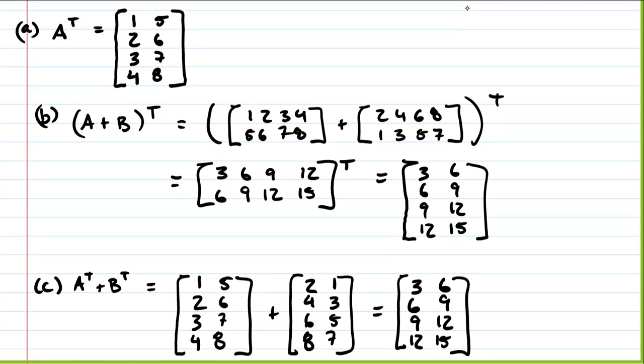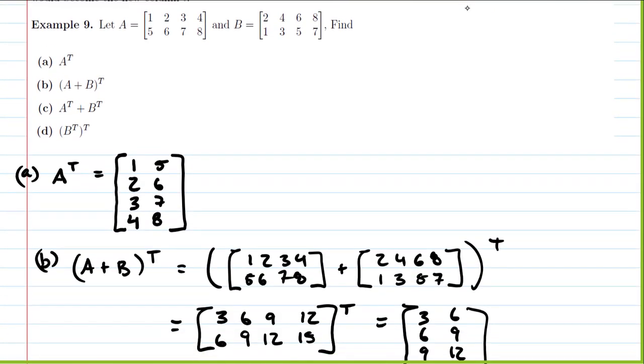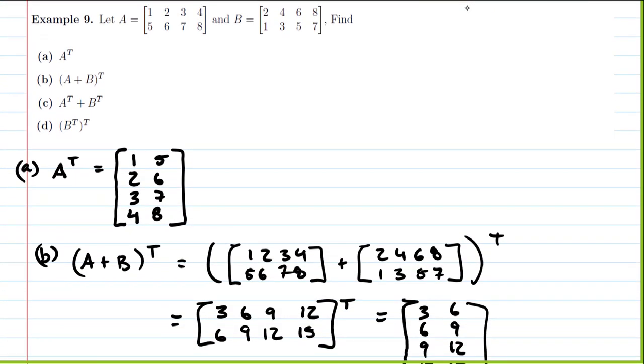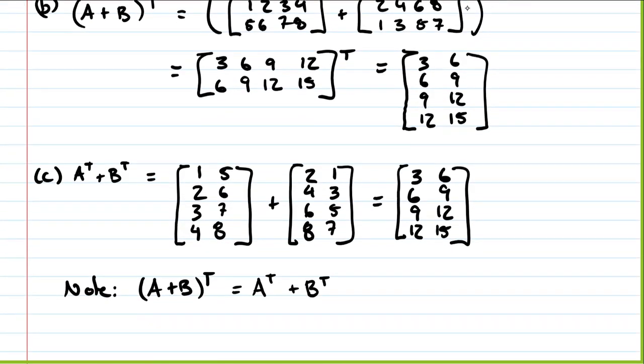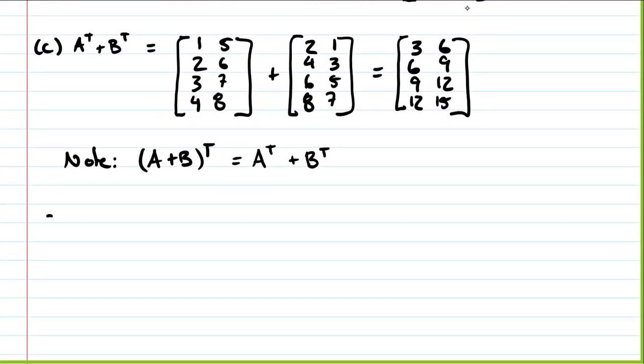So the transpose doesn't care if we do arithmetic first and then transpose. Okay. Part D says find B transpose, transpose. Before we work that out, what do we think B transpose, transpose should equal? If you make all the rows columns, and then you turn all the rows into columns again, what's going to happen?